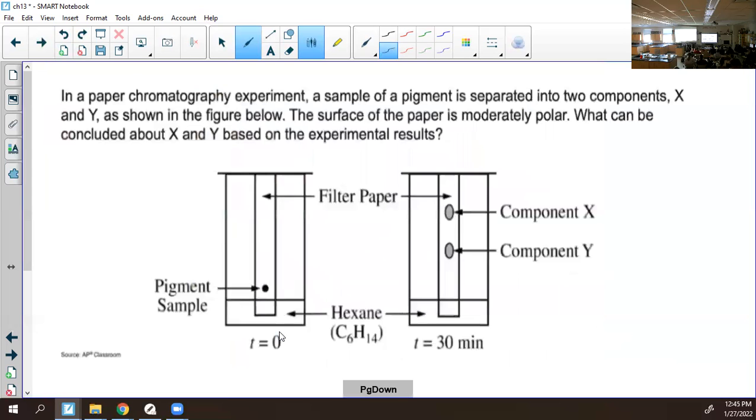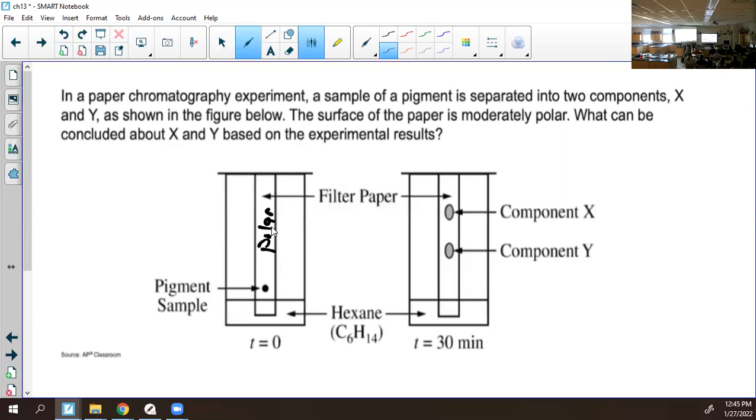All right. So here are some questions. This is not the full question. It's multiple choice, and I'll show you the next page here in a second. But in a paper chromatography experiment, a sample of a pigment is separated into two components, X and Y, as shown below. The surface of the paper is polar. All right, so this is polar. What can be concluded about X and Y based on the experimental results?